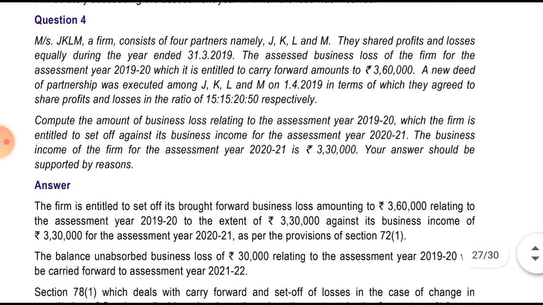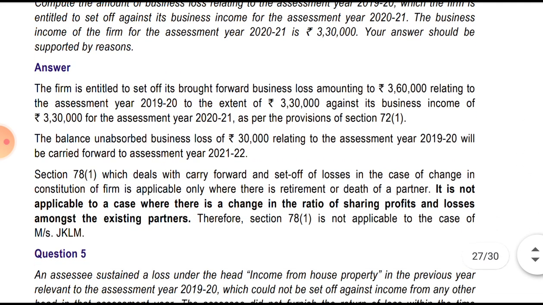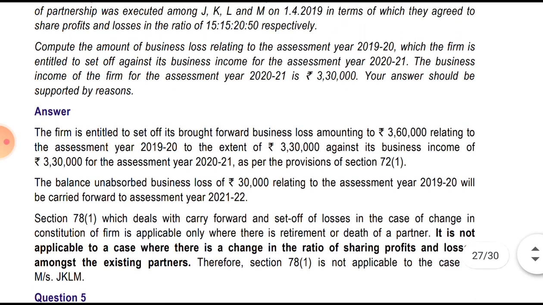So what would be your answer? The firm is entitled to set off its brought forward business loss of 3,60,000. The loss is 3,60,000 and the current income is 3,30,000, relating to the assessment year to the extent of 3,30,000. Last year's loss was 3,60,000, and the current year income is 3,30,000. It can be set off against the business income of 3,30,000 for the assessment year 2021.